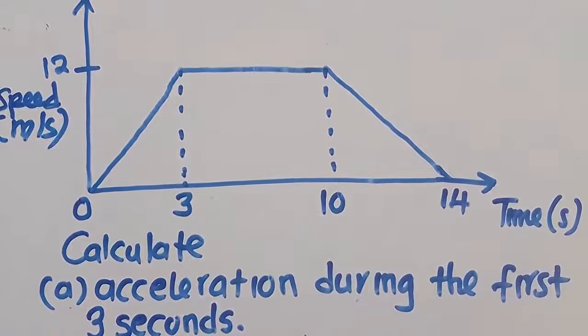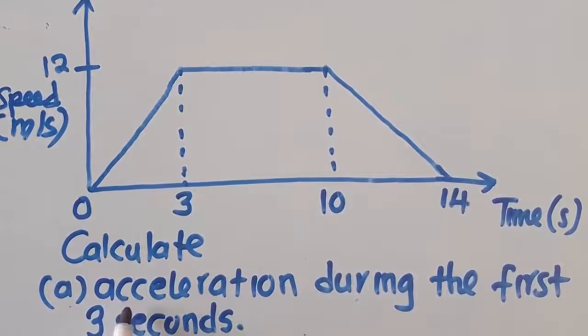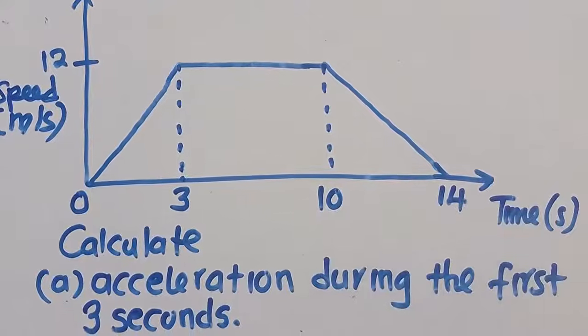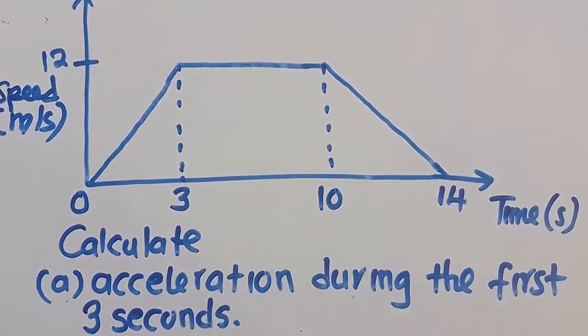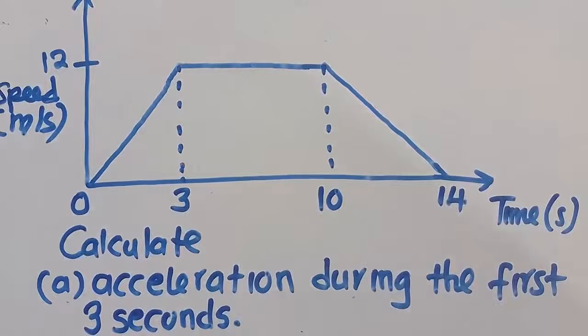So it is saying, calculate question A, acceleration during the first 3 seconds. This is the first question we are given. So we want to calculate the acceleration during the first 3 seconds. So how can you calculate the acceleration? What is the formula to use each time you are told to calculate the acceleration?